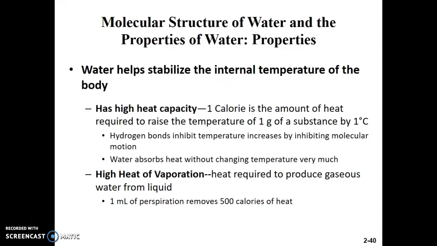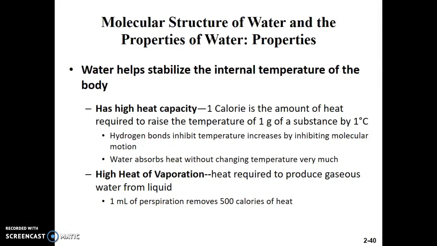It sends signals to our sweat glands, and our sweat glands will release sweat. Water also has a high heat of vaporization, which means it takes a lot of heat energy to change water from a liquid to a gas. And so when we do sweat, the amount of energy that it takes to get rid of the heat is large.